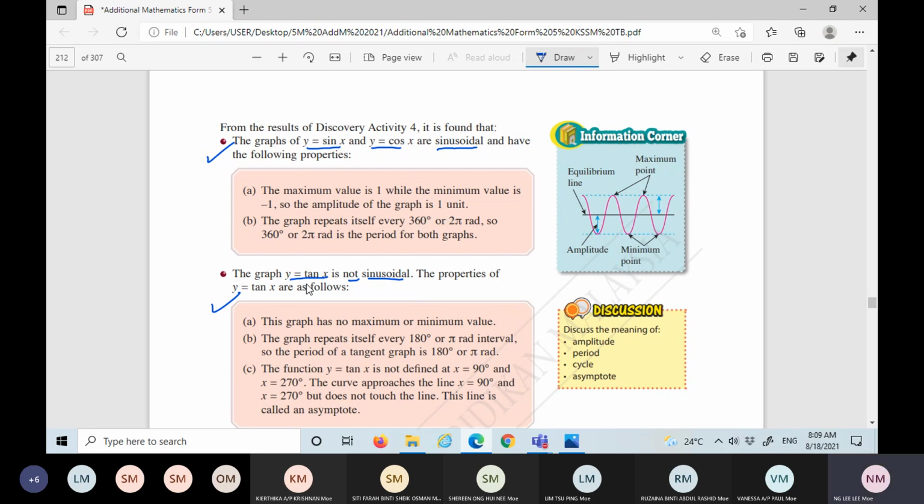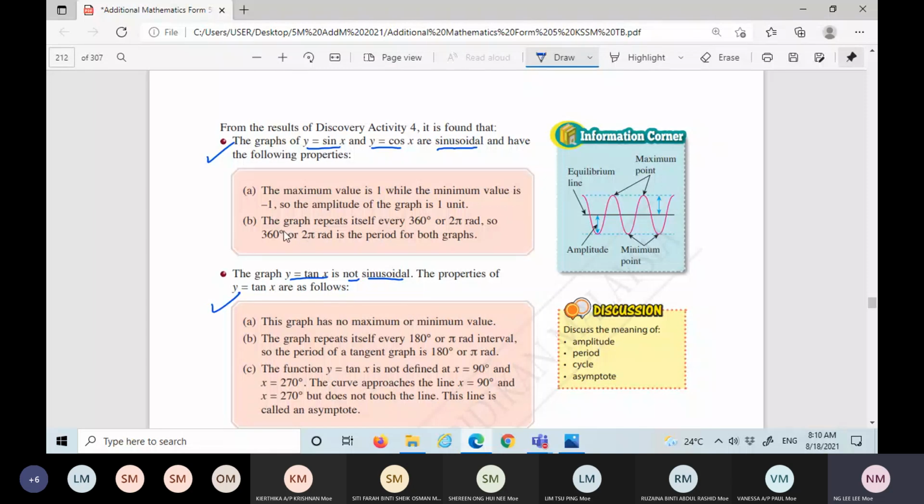But for the tangent graph, the graph has no maximum, no minimum, because the graph goes to infinity. You follow the asymptote. Asymptote means the line that the graph will not cut. It's a guidance line. The graph will follow the asymptote and then go to infinity and negative infinity. This is why we say this graph has no maximum, no minimum. This one I assume you know the shape of the graph.